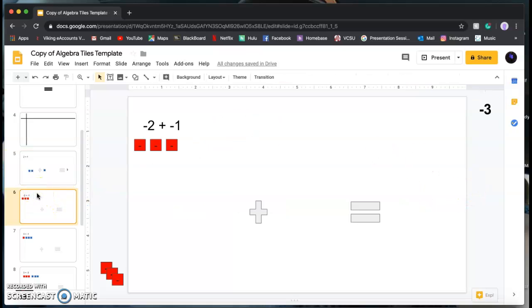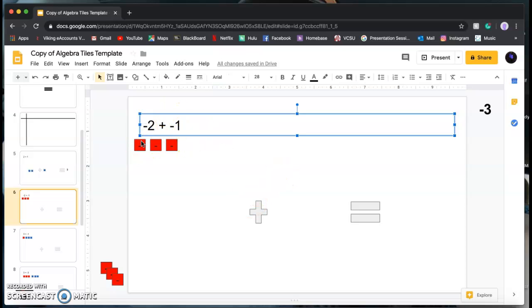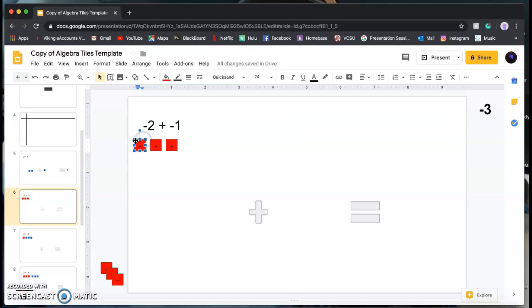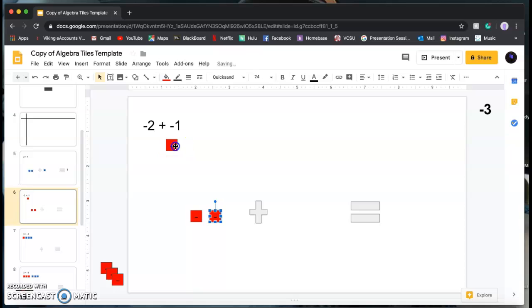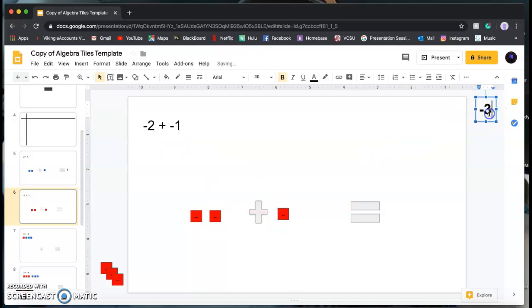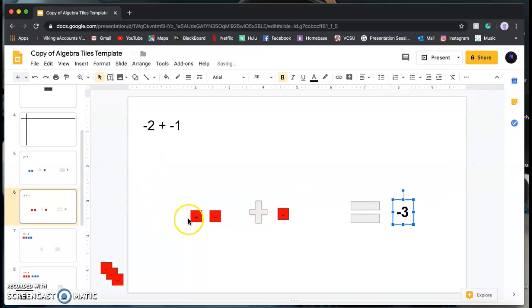So the next problem I have is negative 2 plus negative 1. What you're going to do is take 2 negative tiles, and then you're going to add one more negative tile, which if you add, it will be negative 3. So a negative 1 plus a negative 1 plus a negative 1 is negative 3.